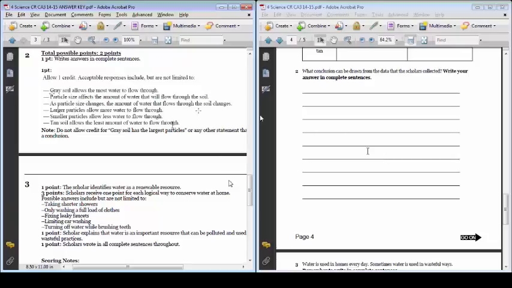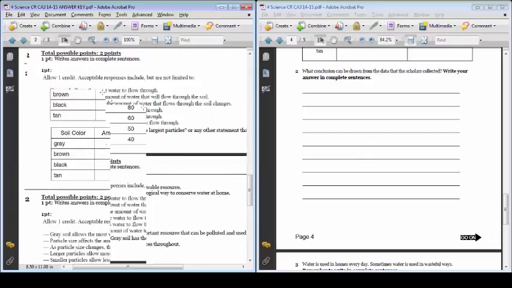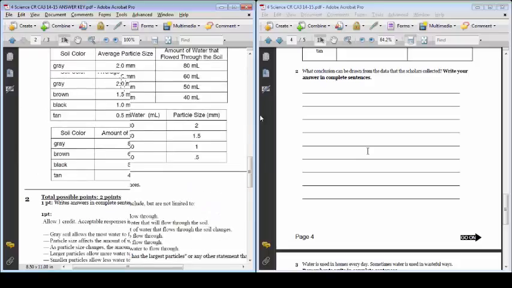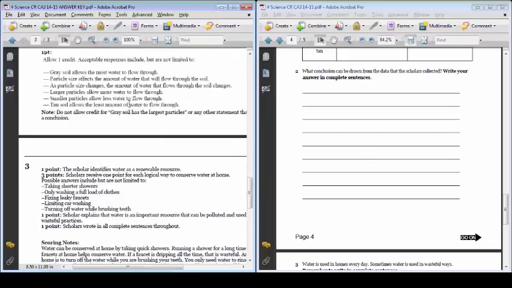Here's some other conclusions that can be drawn. Please note down here it says not to allow credit for any statements that are an observation rather than a conclusion. For example, for gray soil, you'll see right here, the observation is it has the largest particle size. That's an observation but not a conclusion that can be drawn from the data.